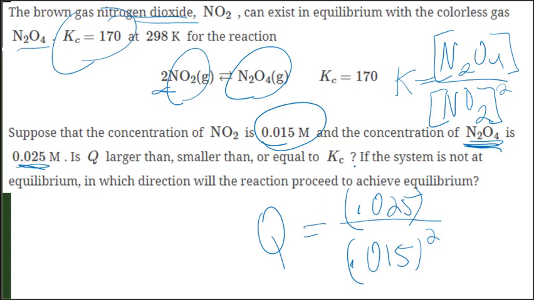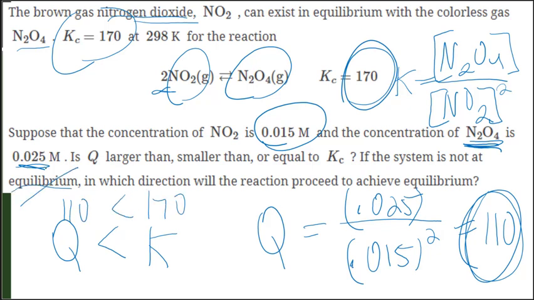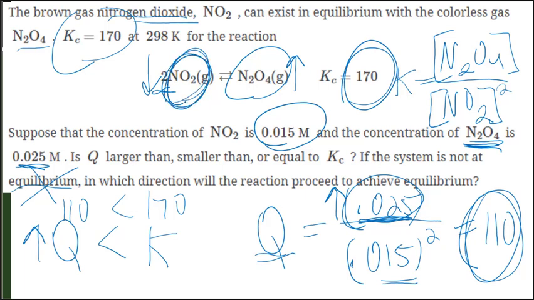Is it larger than, smaller than, or equal to Kc? Well, let's do the math. When I plug it in, I should get a value of 110. Well, 110 for our Q value is less than 170. So Q is less than K, because 110 is less than 170. Therefore, we are not at equilibrium and would need to increase our Q. And remember, to get a larger Q value, we need a greater numerator. So my products will need to increase in concentration, and the reactants will need to decrease in concentration, which means my NO2 will need to convert more into products.